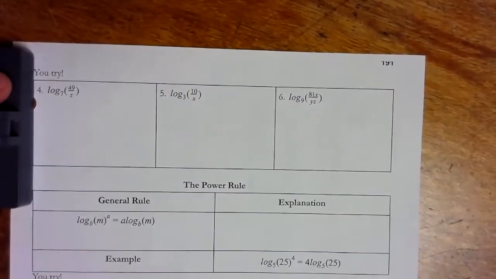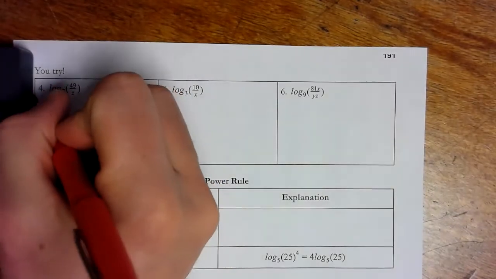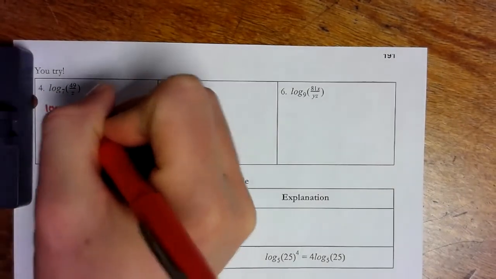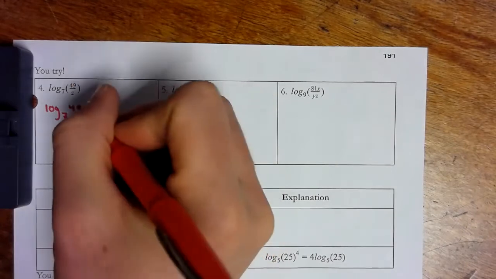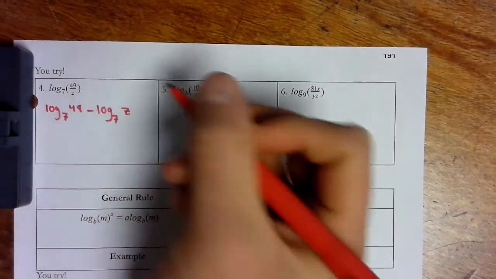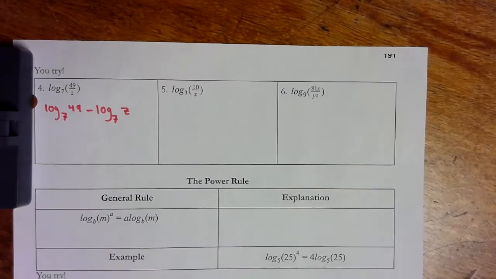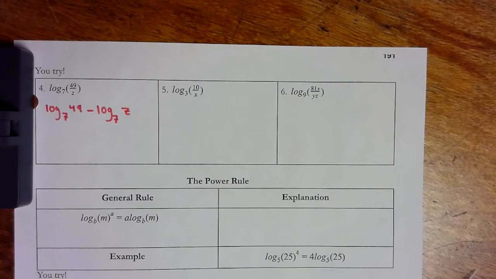All right, let's practice a couple of these. And maybe what I'll do is I'll do the first one and then have you hit pause and do the next 2. So I need to take the numerator first, so log base 7 of 49, and subtract it from the denominator of log base 7 of z. And that's it. So why don't you go ahead and hit pause real quick, and then I will have the answers for the other 2 right after that.